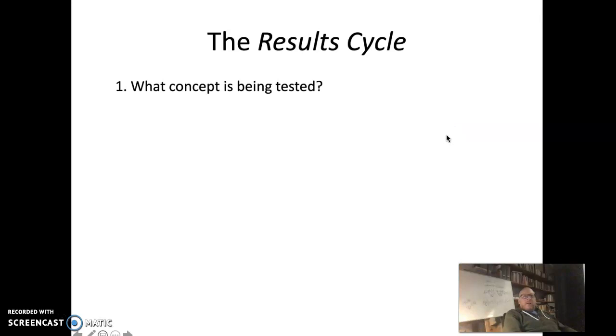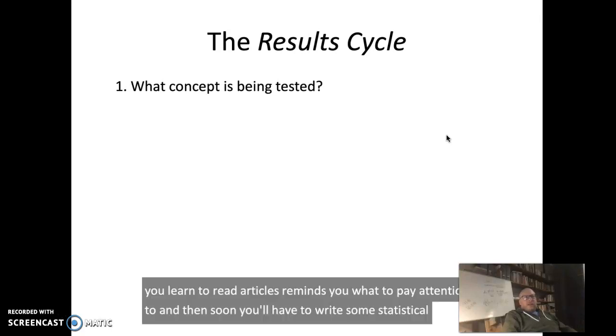Let me tell you about the results cycle in general. First of all, in scientific articles, there are several different sections, and there's one of them called results. The results comes after they've told you all about their ideas and hypotheses, after they tell you about how they set up their study and conducted it. Then there's a results section, and they describe what they found. Following that, there's a discussion section where they talk about the implications of it.